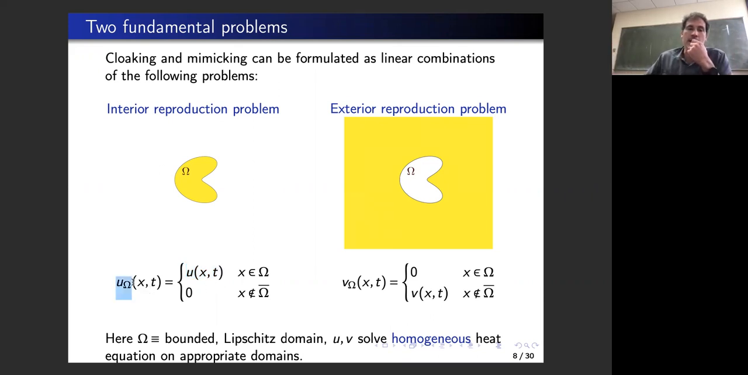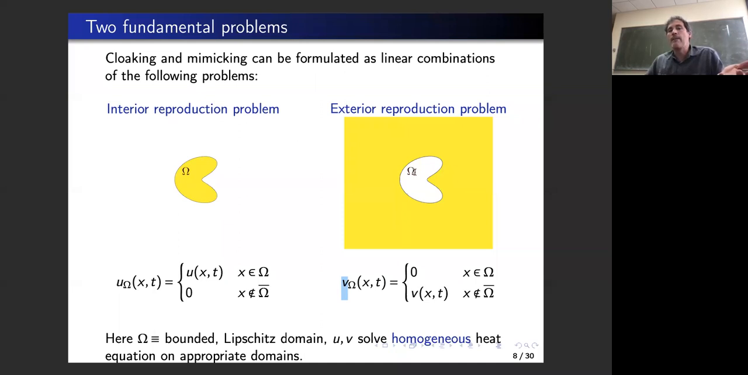In this notation, whenever we do an interior reproduction problem, there will be a u of omega. The associated problem in the exterior, we'll use a v for that. That may be a little bit confusing, but it should be clear from the context which problem I am solving. So for the exterior reproduction problem, I assume I have some solution of the heat equation in some domain that contains the complement of omega.